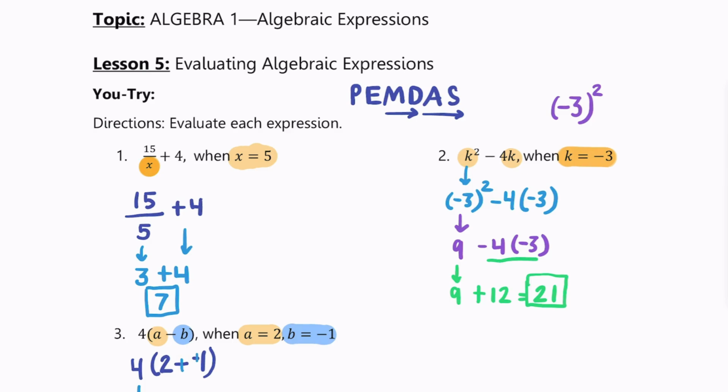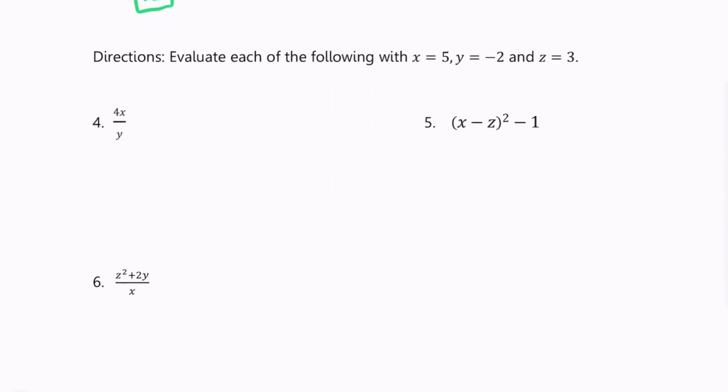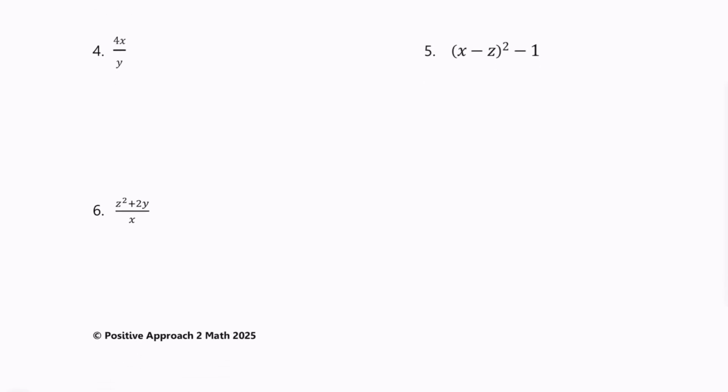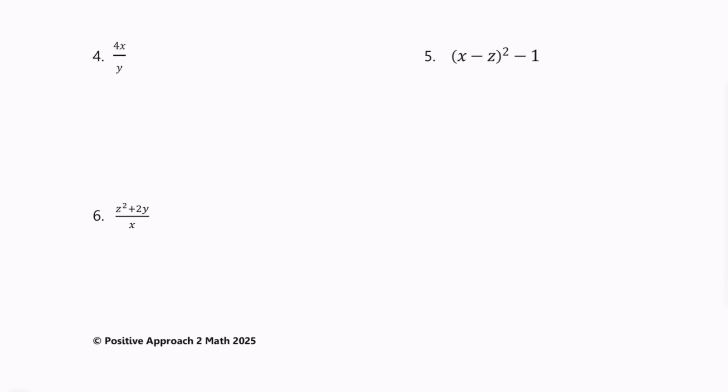Okay, so those are your first 3. The next 3, they're going to have us use x equals 5 for all three problems, y equals -2 for all three problems, and z equals 3, okay? So for number 4, we see that we have 4x over y.